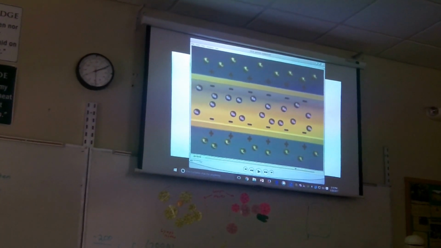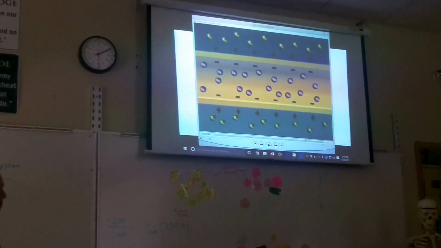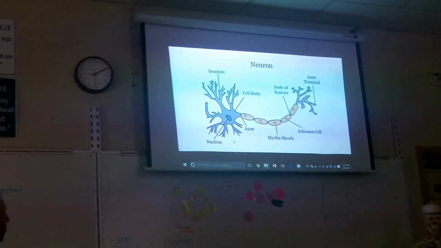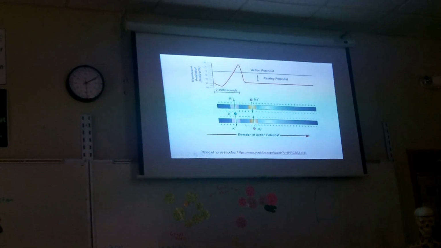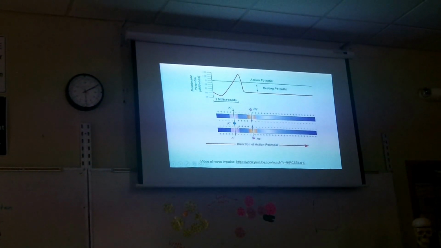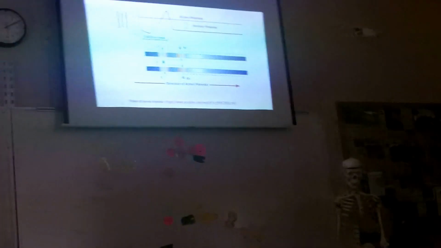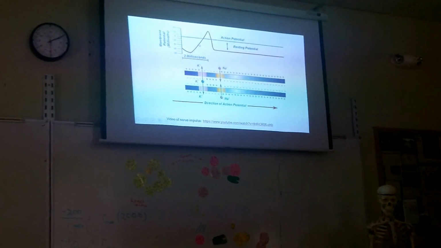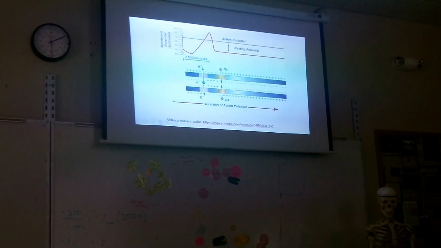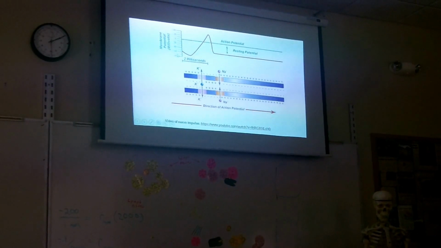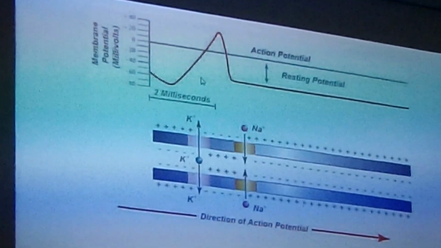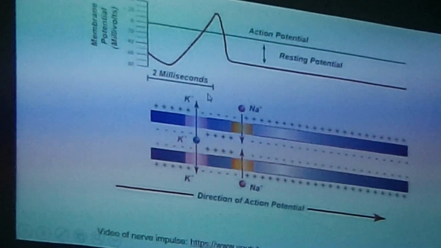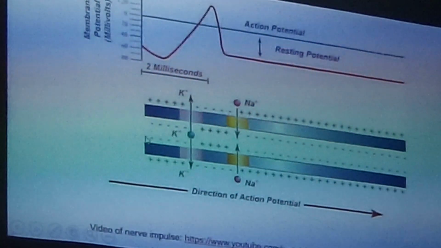All right. The last thing I want to show you is what happens when the signal reaches the end. This is showing you the change in charge inside the axon. It goes from -60, remember it was negatively charged on the inside, all the way to +40, and then back to -60 in 2 milliseconds. That's how fast the change is.